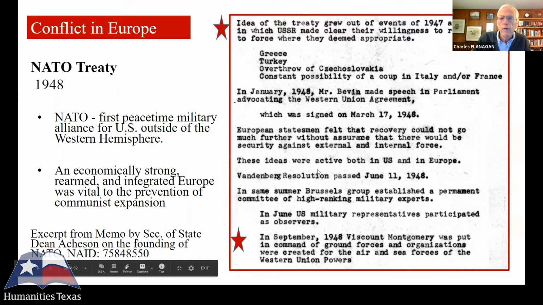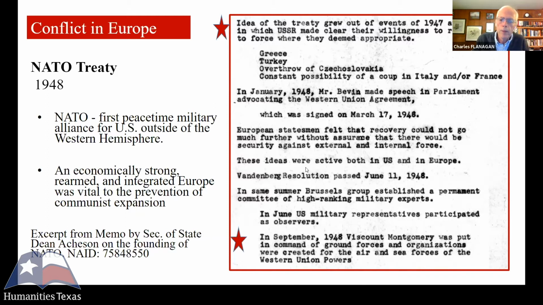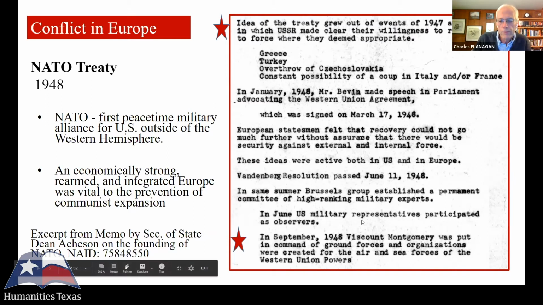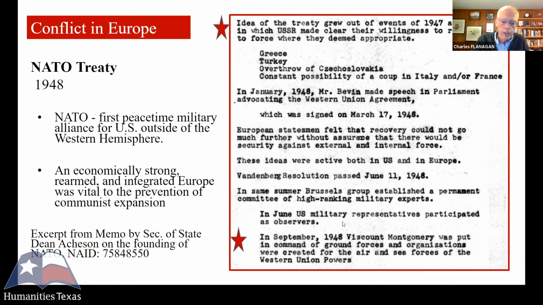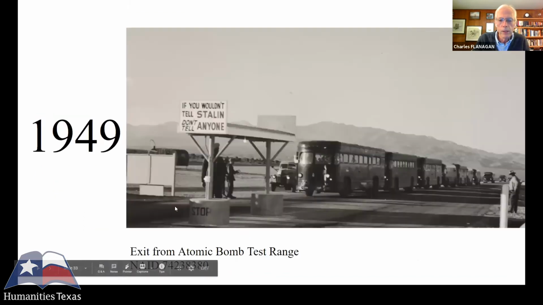But you can see that because of the Soviet aggressiveness against Greece, Turkey, and Czechoslovakia, we feel that we have to make this military alliance. I want to point to this because after World War I, we rejected the Treaty of Versailles because we didn't want to be in a post-war military alliance. Here we are in a post-war military alliance. So it's a real break with where America was in previous times.